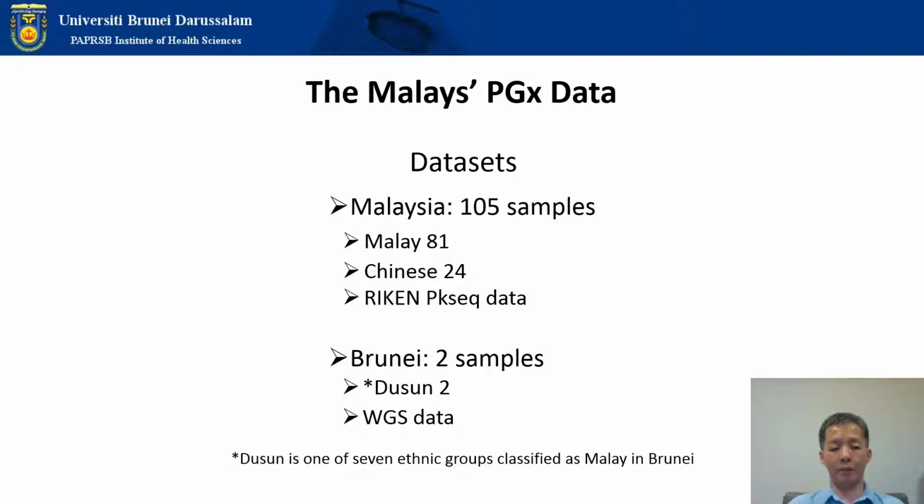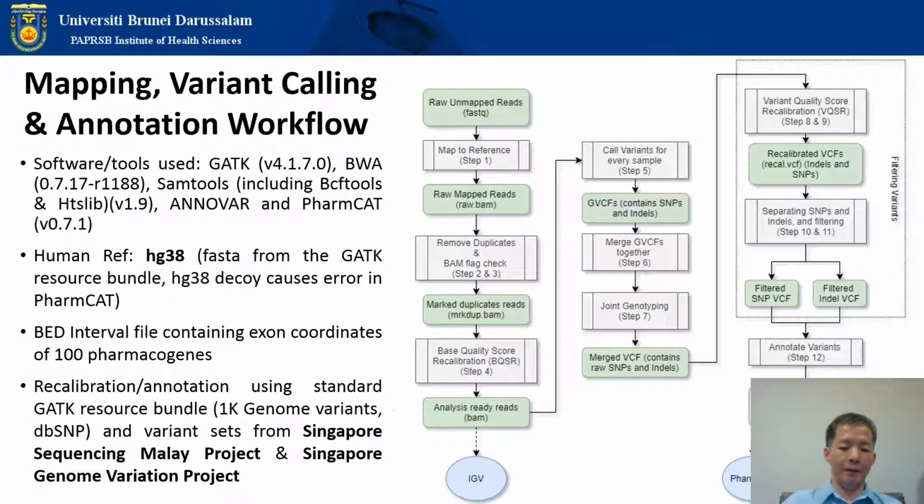Okay, and I want to quickly say something about the Malays in Brunei. The Malay in Brunei is actually made up of 7 different ethnic groups, or 7 different, I suppose you can also call them tribes if that's the right word to use. The Malay samples that we used in this study were from an ethnic group called Dusun.